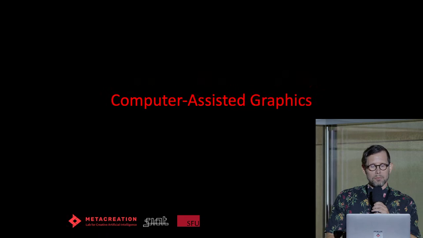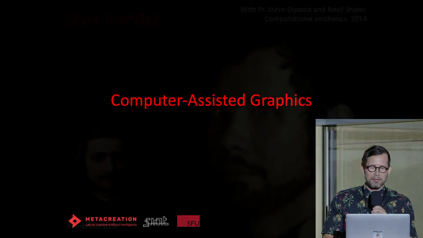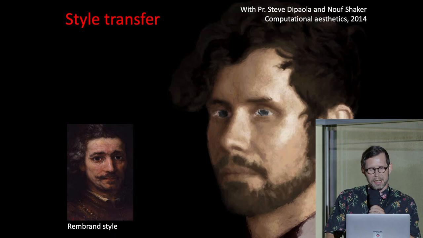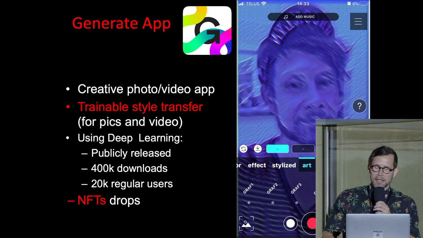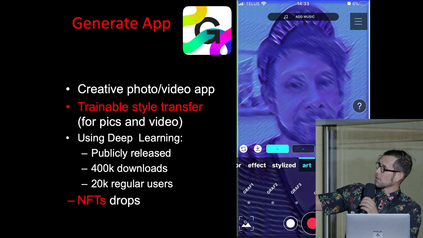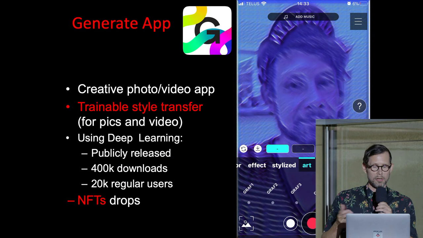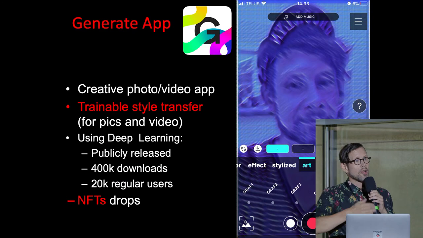Let's start with computer-assisted graphics, because that has been very, very popular. We worked a while ago, prior to neural networks, on style transfer. This is my face in the style of Rembrandt, and this is it in the style of Horton. And more recently, we used neural networks like everyone else, and we pushed those new features into some creative applications. We worked with a company in Toronto called Generate. And not only can the user apply filters that were pre-trained, but they can train their own filter and develop their own little tool, their own little effect that they can apply to their photo and video, thus enhancing the creative process for them.